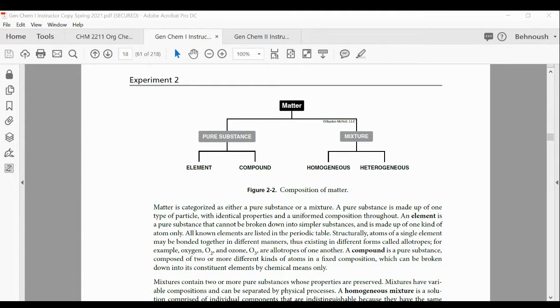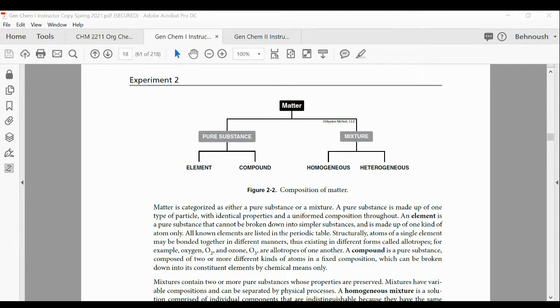Sand and water mix. You could see the sand, you could see the water. Salad dressing, oil and vinegar, a garden salad. They are all heterogeneous because you could see the different components in the salad. A sandwich, you would see the different pieces in there. So it's heterogeneous. Okay, very good.